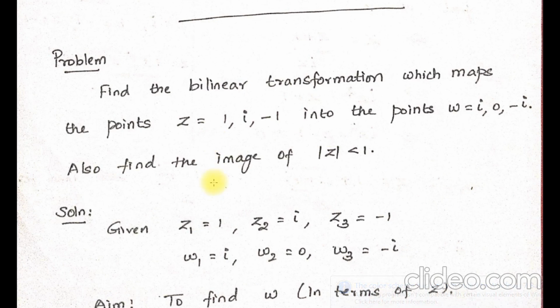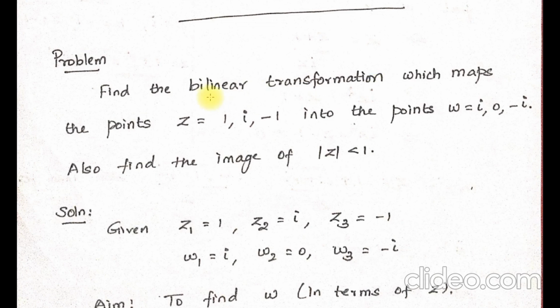So here the given data is z equals 1, i, minus 1. We are taking 1 as z1, i as z2 and minus 1 as z3. Similarly, the outputs are given as w equal to i, 0, minus i. I am taking w1 as i, w2 equal to 0 and w3 equal to minus i. Here we have written what the given data were. The inputs we name z1, z2, z3, and the outputs we name w1, w2, w3. Our aim is to find the bilinear transformation.